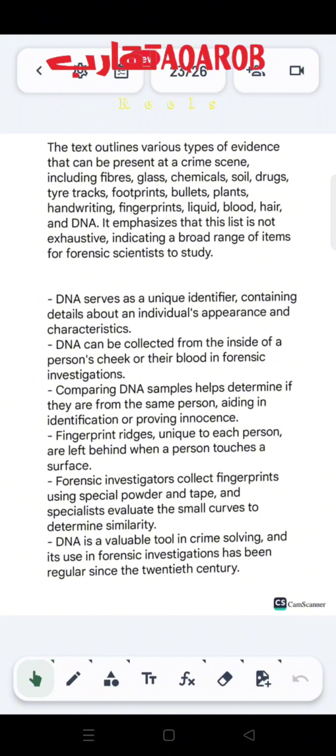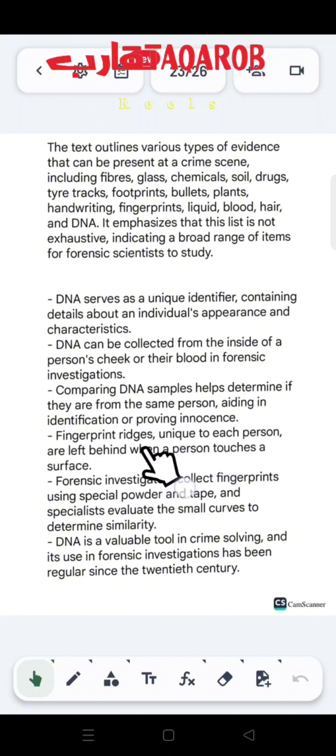DNA serves as a unique identifier containing details about an individual's appearance and characteristics. DNA can be collected from the inside of a person's cheek or their blood in forensic investigations. Comparing DNA samples helps determine if they are from the same person, aiding in identification or proving innocence.